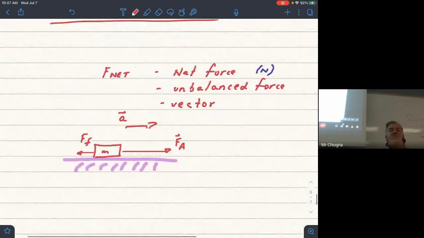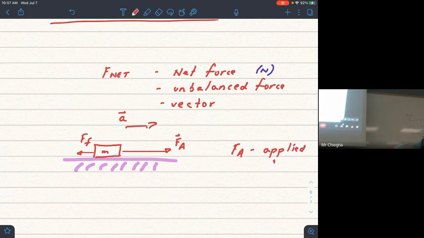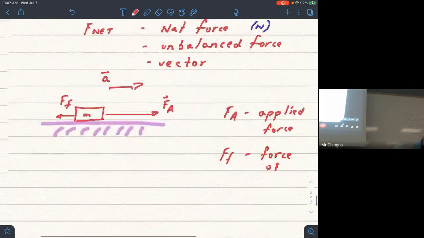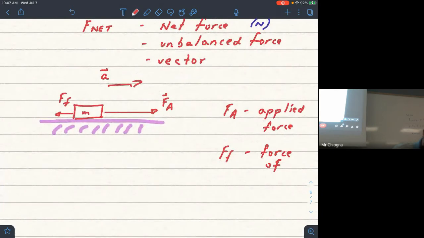And that is when there's one force greater than another. Another way of saying it is that the overall forces are not balanced. They're unbalanced. This F_A here, the way I drew the arrow, is longer than the force of friction. F_A stands for applied force, and F_F stands for force of friction. There are different ways of writing these. You may be used to something else, but we're going to use these notations.